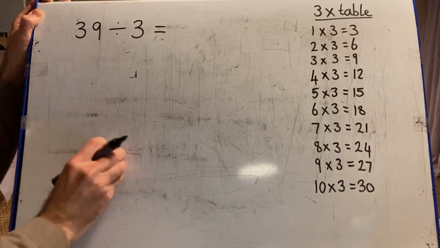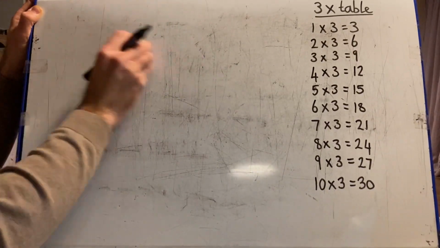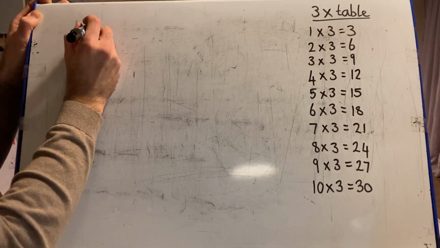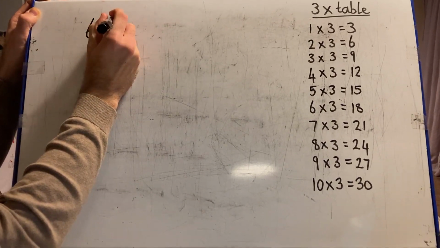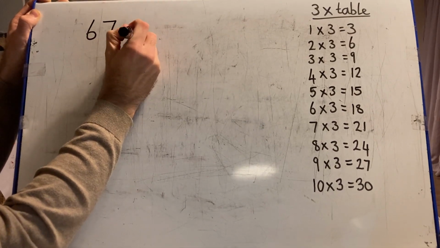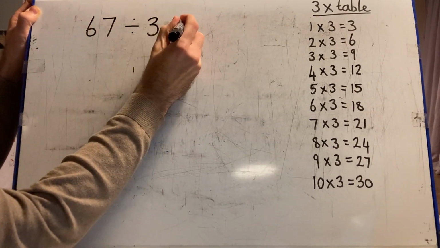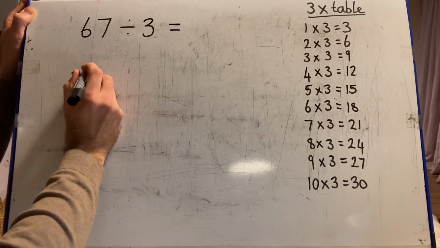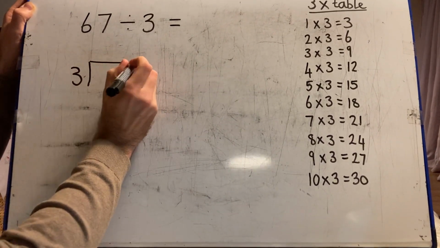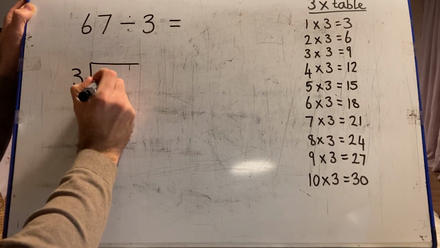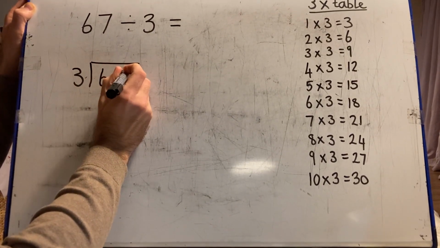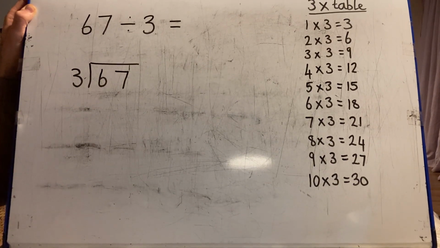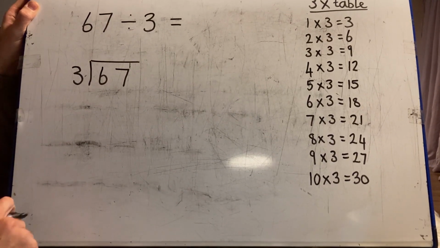I want to now just move on to a second example. So let's have a quick look at this one. So here we've got 67 divided by 3. Now again, some of you may be confident with this already, but just for those of you that are not, I'm going to draw out my bus stop, adding in my divisor and my dividend, like so.